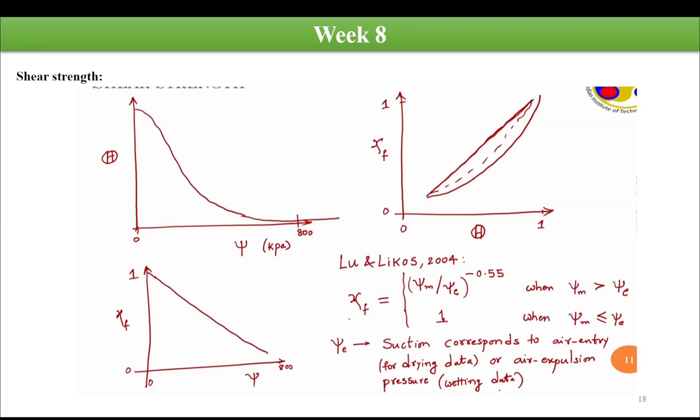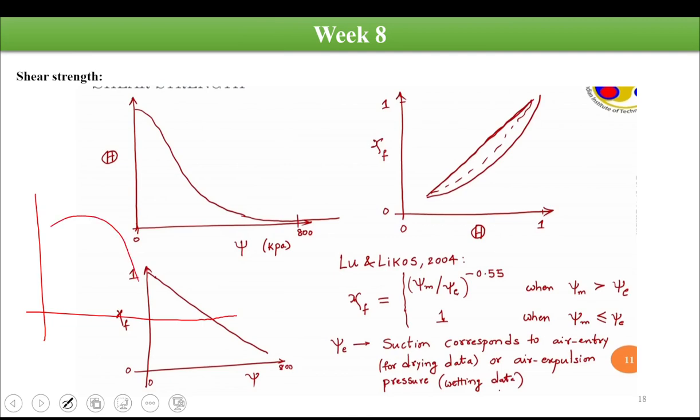The first one is that effective stress parameter is equal to psi m, the matric suction, divided by the matric suction corresponding to the air entry value, to the power minus 0.55. This is a discontinuous expression. The first expression is valid when matric suction is greater than the air entry value.